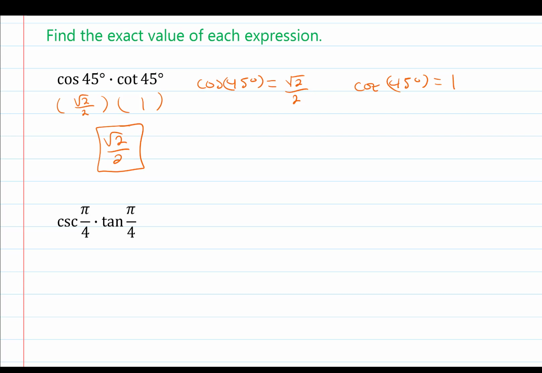Let's now go to cosecant of pi over 4 times tangent of pi over 4. Keep in mind that pi over 4 is the radian equivalent of the measurement 45 degrees. So cosecant of pi over 4 is equal to the square root of 2. Tangent of pi over 4 is equal to 1. So we will now replace these two trig functions with their equivalent value, and so what we get is square root of 2 times 1, and the product is just square root of 2. So again, this is the result of simplifying that expression.